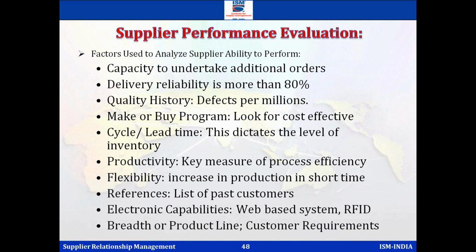Performance evaluations, capacity to undertake different orders. If today I've given an order for 10,000 pieces, tomorrow my requirement goes to 15,000, can they take additional order? Delivery reliability is more than 80%. How is the reliability part? If I give an order, they fix the date, based on the past performance, I can say reliability is 80%. I can live with that. Quality history, how many defects, parts per million.